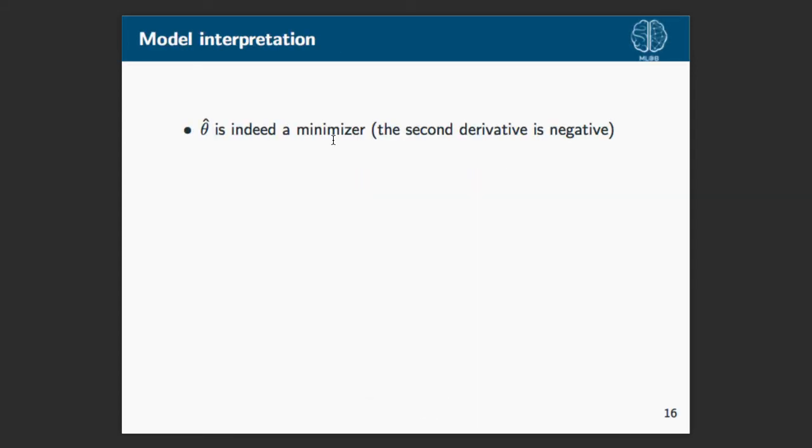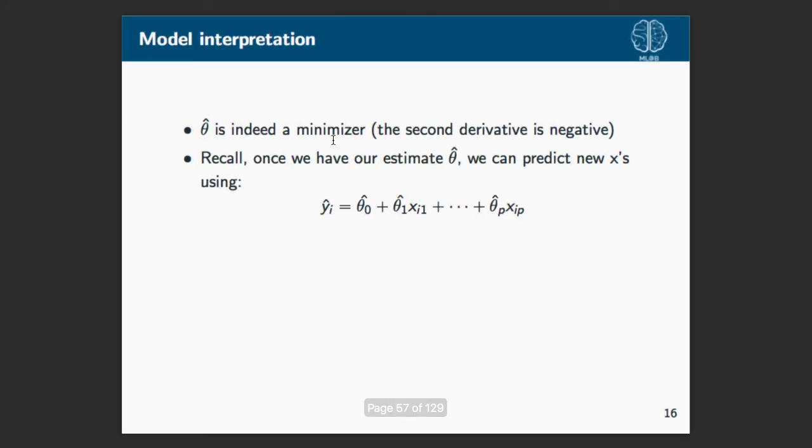So, a bit of interpretation of our model. Theta is indeed our minimizer, because if you take the second derivative, you'll see that it's negative. So what does that mean? That it minimizes this loss function. So now, once we have our theta hat, our estimates, we can perform new predictions by using these coefficients to multiply by our predictor variables and get our estimate for y hat. Does anyone have a question on this part?